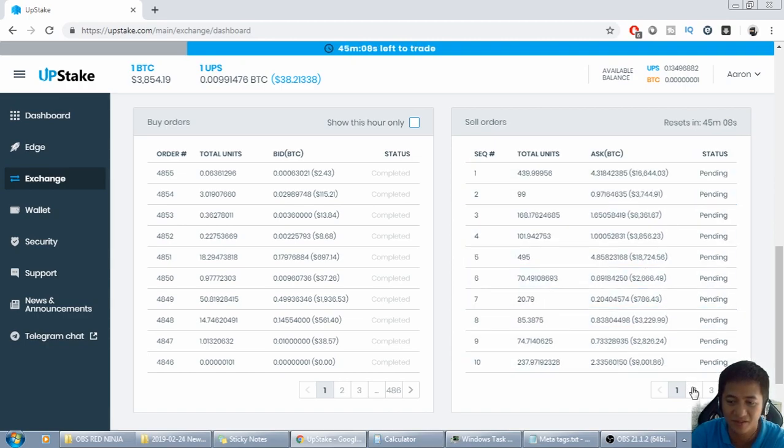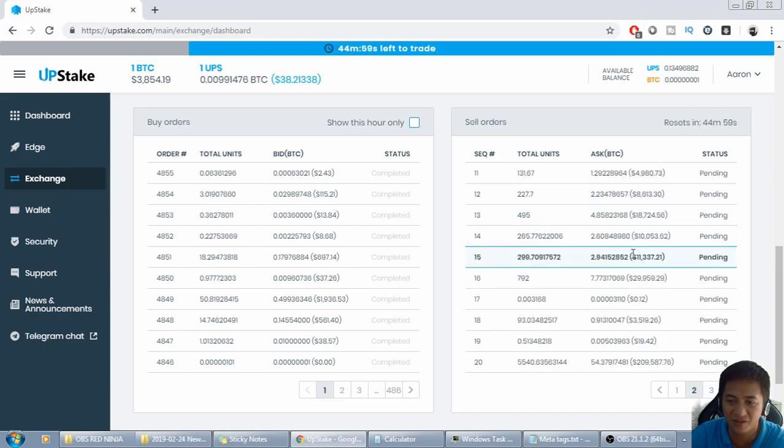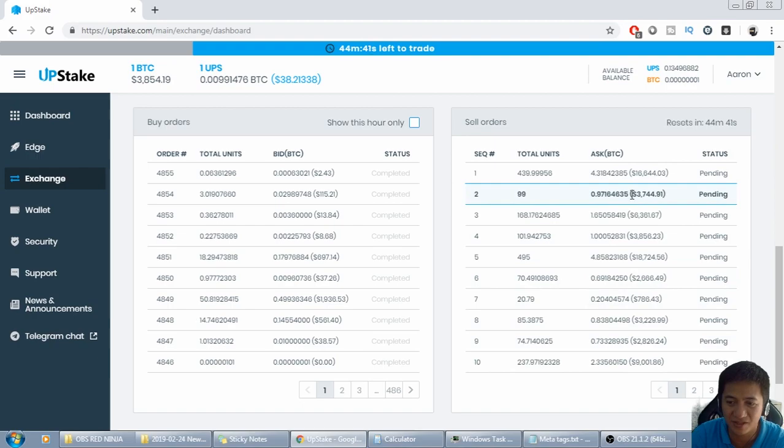Okay, so every hour there's always, on the last page here, like 23 entries, but as you can see, all of them are huge numbers, or like this one, this is a whale, 209,000. Okay, he's selling 5,500 worth of UPS token. You can't beat that, because as you can see, no one is currently buying. They're still pending. No one is buying.